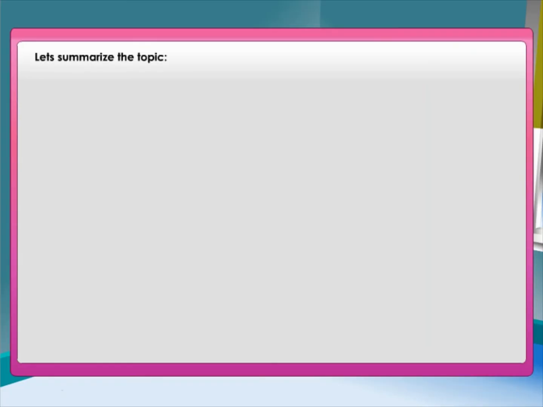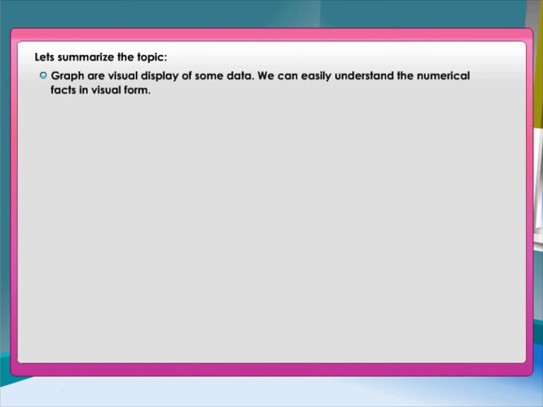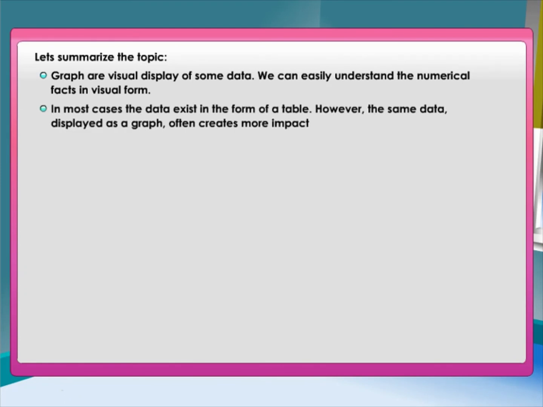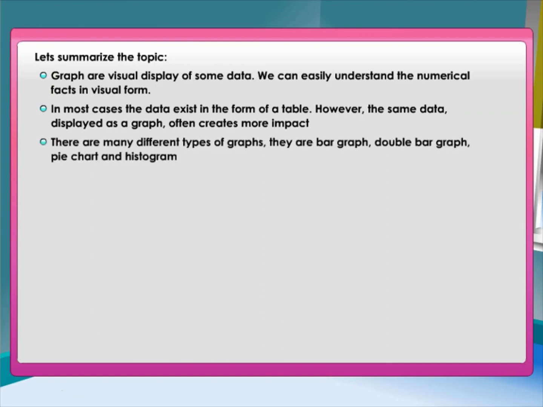Let's summarize the topic. Graphs are a visual display of some data. We can easily understand the numerical facts in visual form. In most cases, the data exists in the form of a table. However, the same data displayed as a graph often creates more impact. There are many different types of graphs. They are bar graph, double bar graph, pie chart, and histogram.